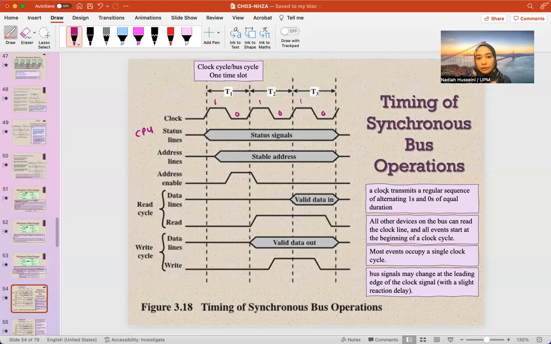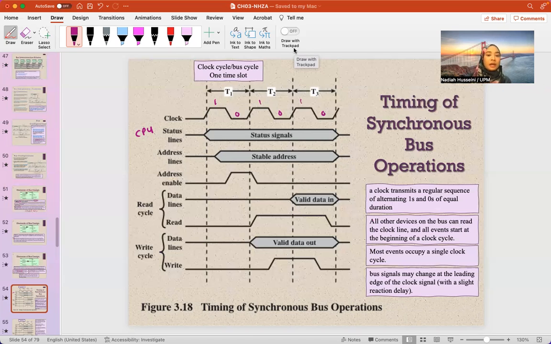But first, the clock over here can be read by all devices, by all modules. They have access to this clock. So the clock is like a universal clock for everyone. You can't have a clock only specific to the I/O module.